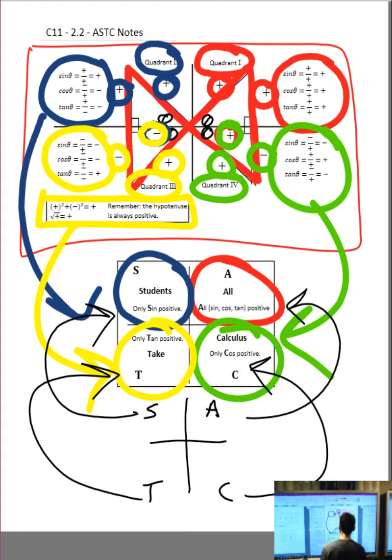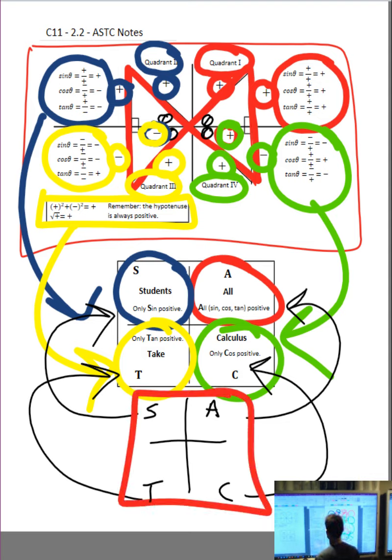All students take calculus. All: sine, cos, and tan are positive. S, students, only sine is positive. T, take, only tan is positive. Calculus, only cos is positive. ASTC. ASTC graph at the bottom every single time you ever do a question when you're stuck. ASTC. Great, so let's use what we've learned so far between angles and our ASTC graph.